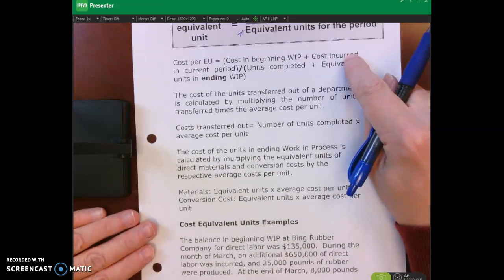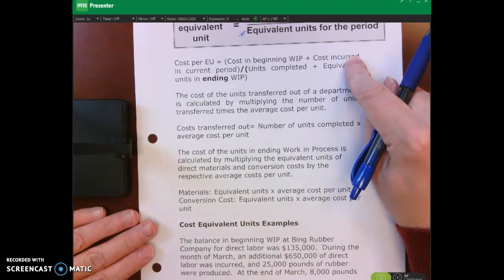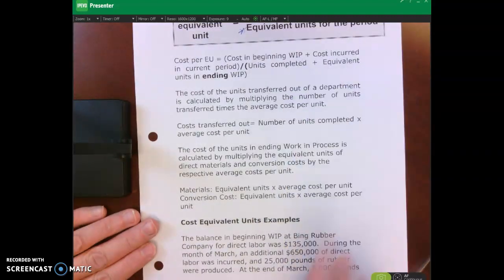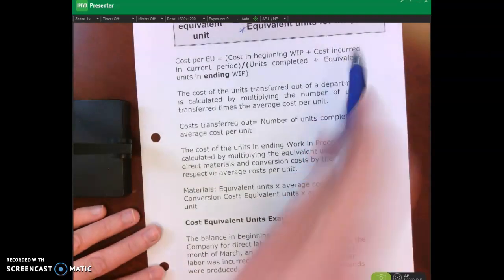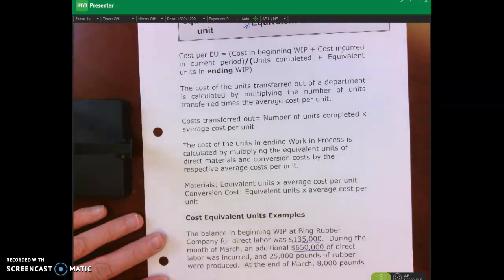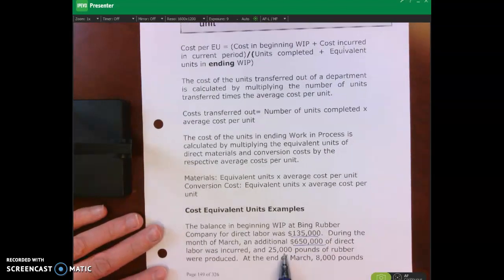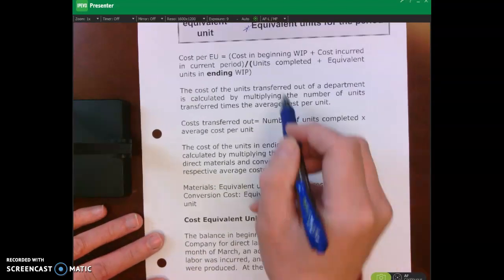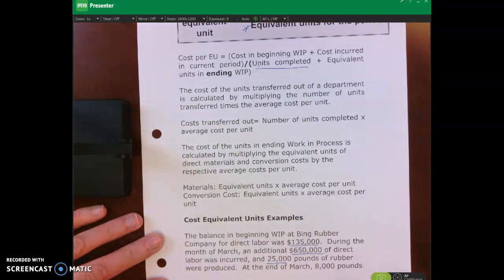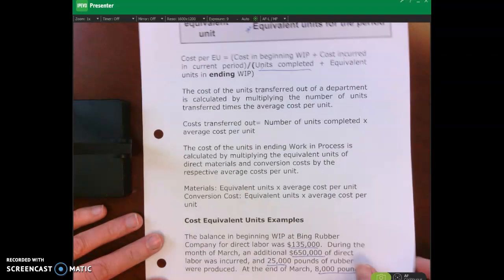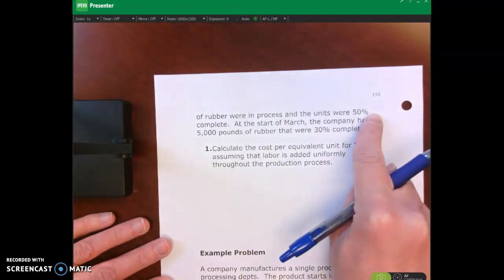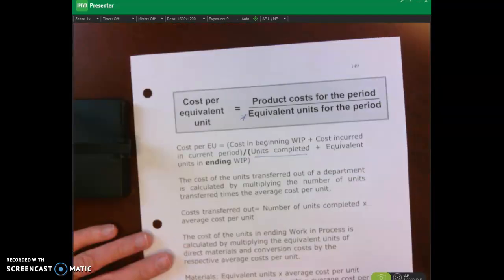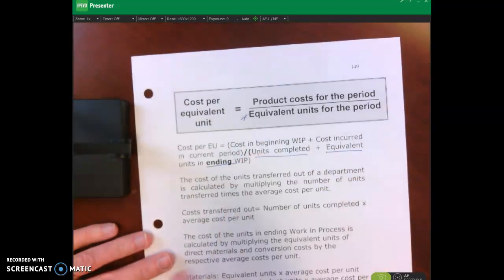So this is our formula broken out for calculating the cost per unit. Cost in beginning WIP, 135. Cost incurred during the current period, 650. We completed 25,000 pounds of rubber, right there. And then we had 8,000 units in ending work in process, and they were 50% complete. So that relates to this.